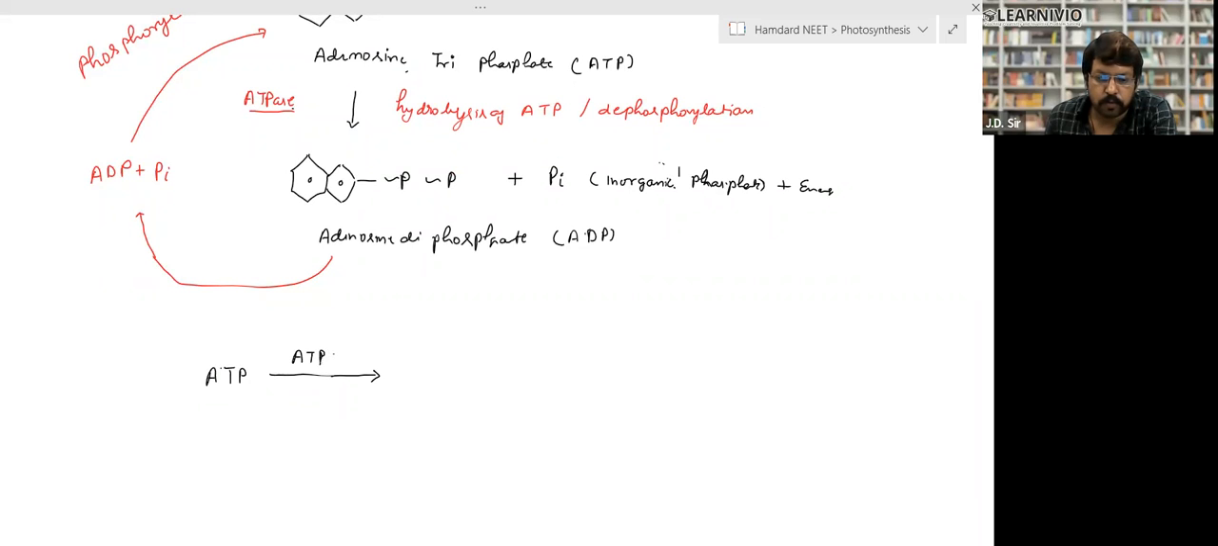And what you have to do, please write it down, this reaction which I am writing now. ATPase, and what will happen then? The formation of ADP will take place, and then energy is released, and then formation of inorganic phosphate. Please write down this reaction.